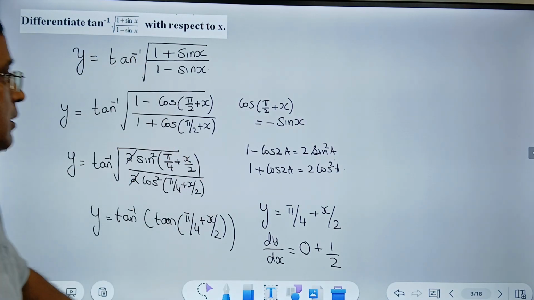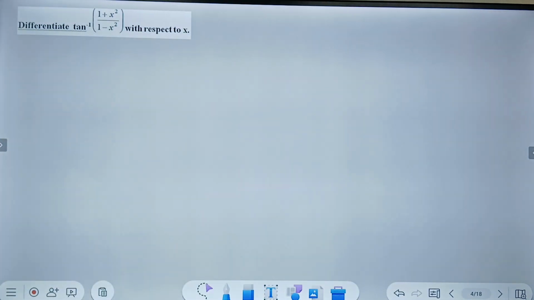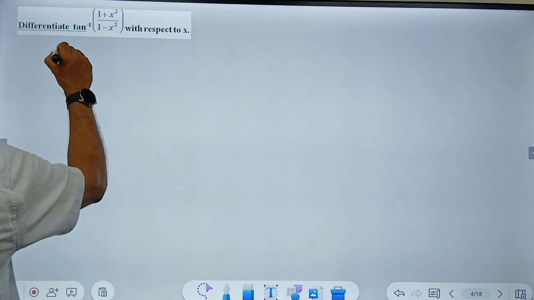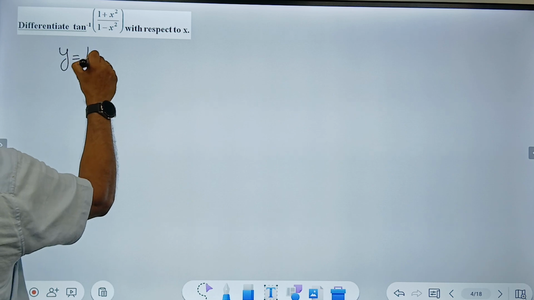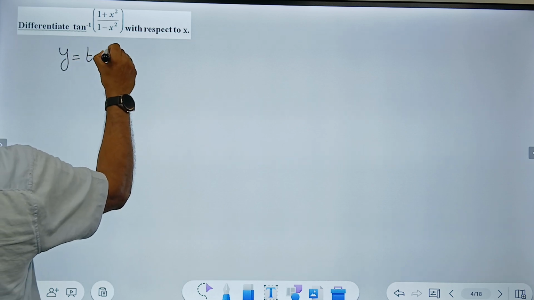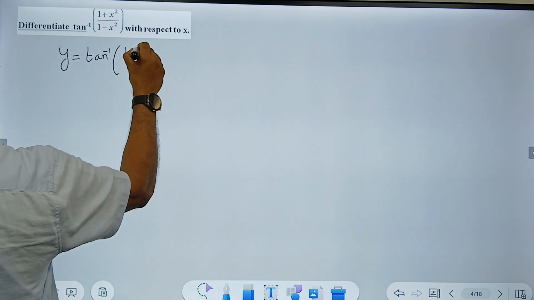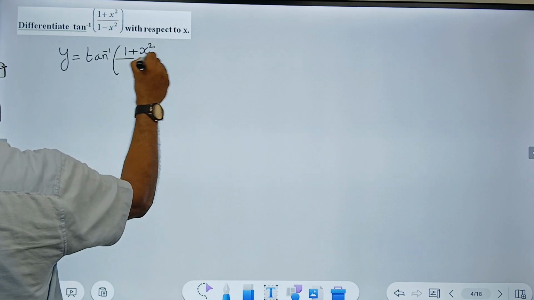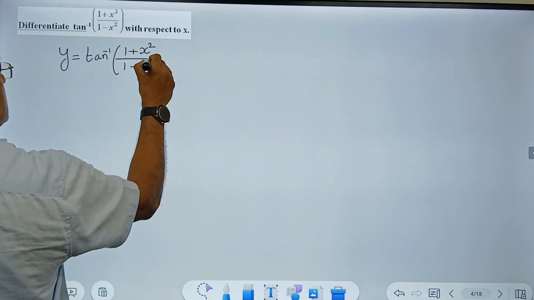Okay. Let's go to the next question. Differentiate tan inverse of (1 plus x square) by (1 minus x square). Okay. Now how do I do this? So let's first write this as tan inverse of (1 plus x square) by (1 minus x square).